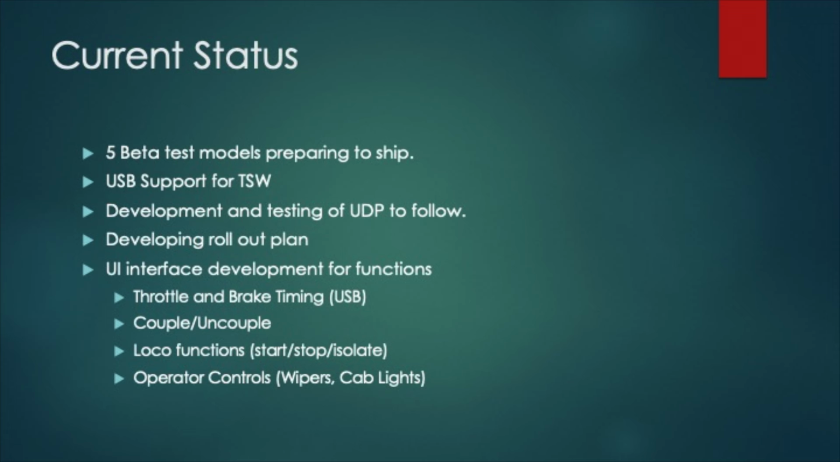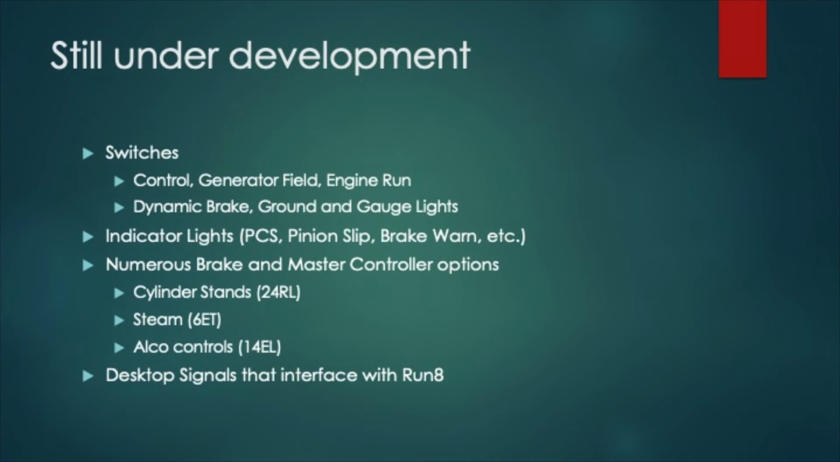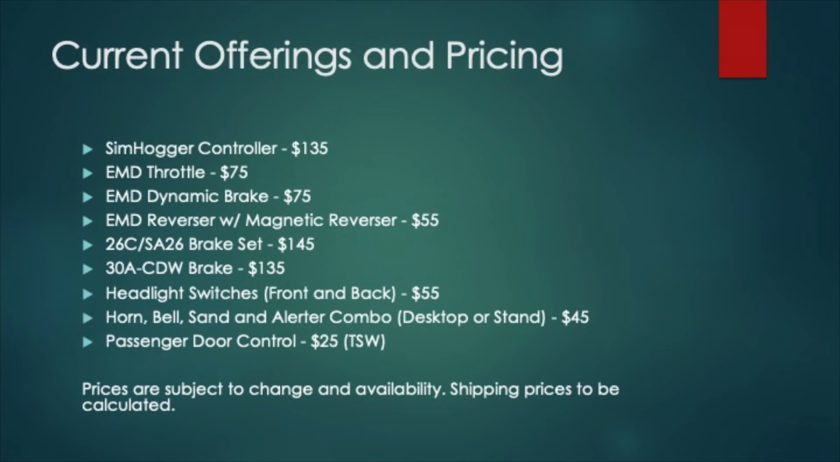5 beta models are about to ship. Train Sim World support is fully active with the UDP getting close to being done. Just coming up with the big rollout plan and working on the user interface for the functions on the SimHogger itself. And still under development are numerous switches, the indicator lights, and then other brake options, like I said, for steam, Elco controls perhaps, and maybe even desktop signals. With that, I'm going to leave the current prices for everything, where we sit.